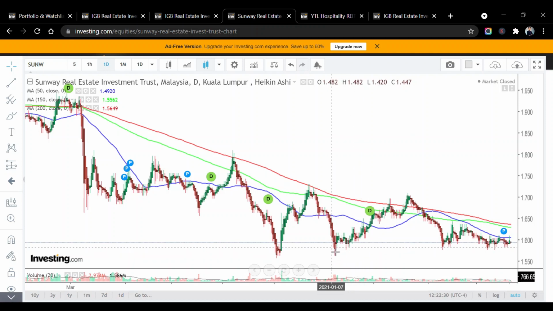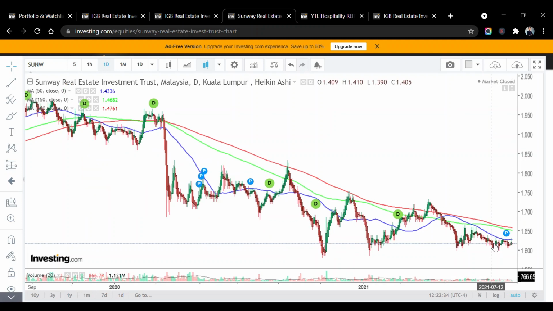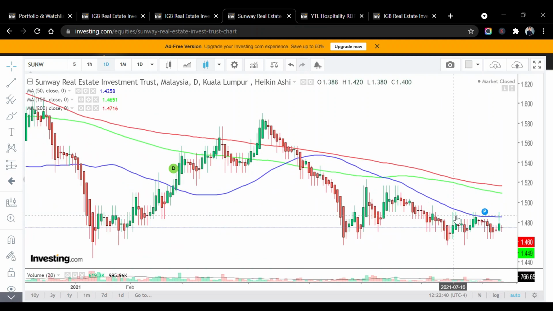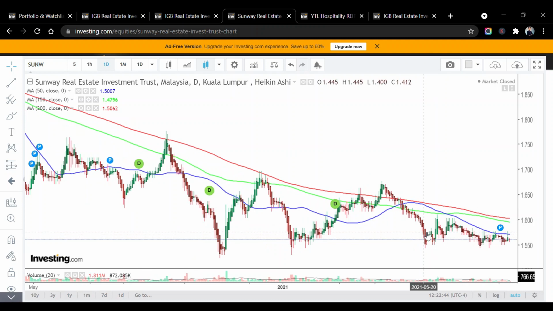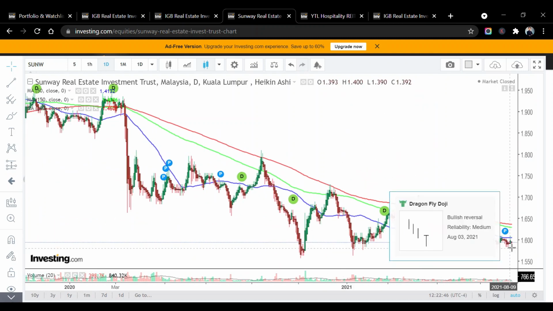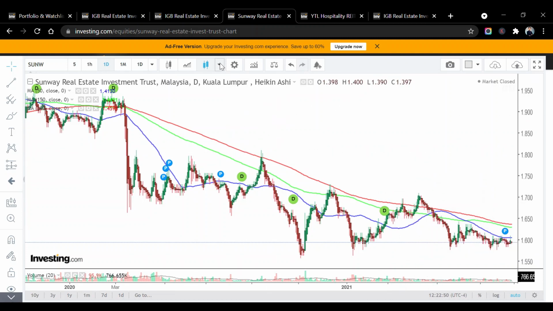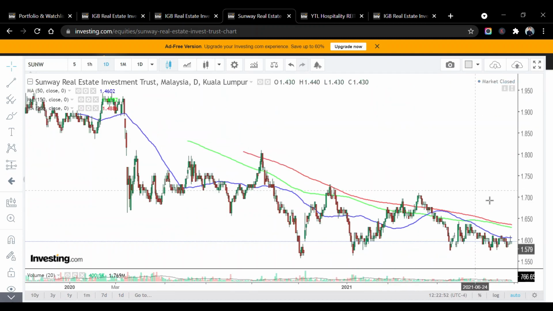Okay, there's a support here. Okay, so yeah, about 1.60 ringgit, something like that. Okay, so there is no strong uptrend yet. Okay, you can see the share price is below that. Let's look at the Heikin Ashi. Okay, this is Heikin Ashi, so that's the normal price. Okay, so it's still below the 50 days.